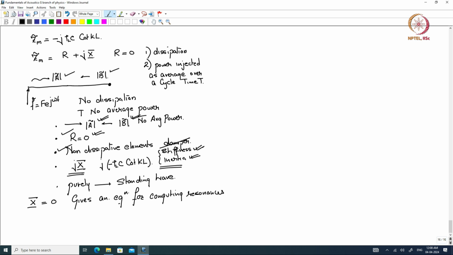Okay. So, if I now set minus rho LC cot KL to 0, rho LC are not 0, which implies cot KL equal to 0, which implies cos KL equal to 0, then I will find an equation for resonances or the natural frequencies. Okay. So, what are those?